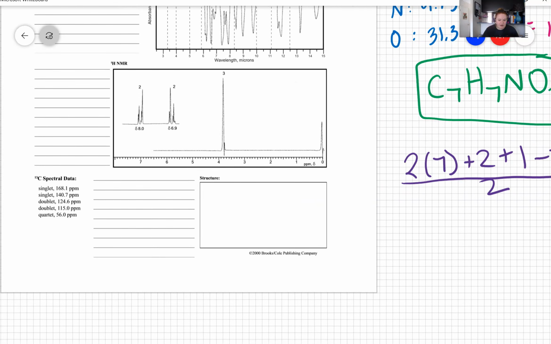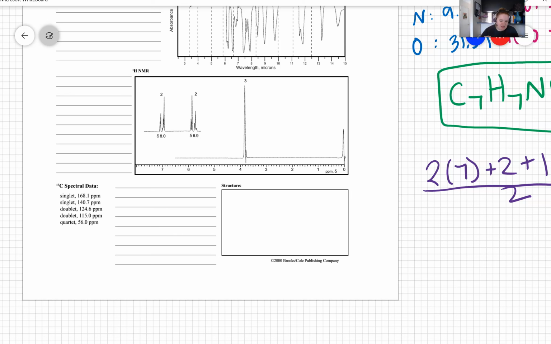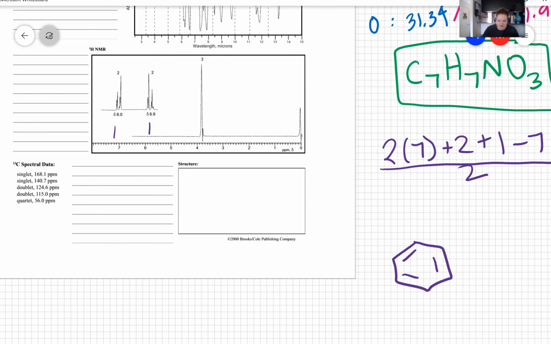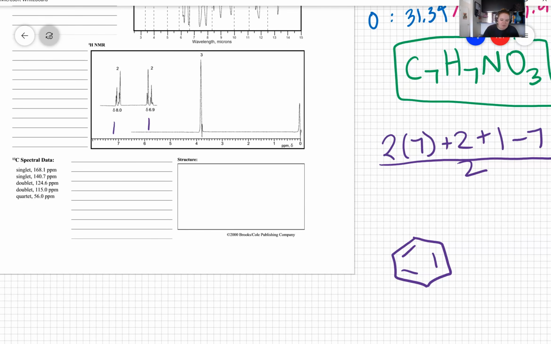And when we go look at our NMR, we can see that we have a peak at 6.9 and 8. So already we know we have a benzene ring. So that already takes care of 6 of our carbons. Notice that the integration here is 2 and 2. So that tells me that I have 2 substituents coming off of my benzene ring. So this is going to be C6H4 because there's 2 things coming off of there.